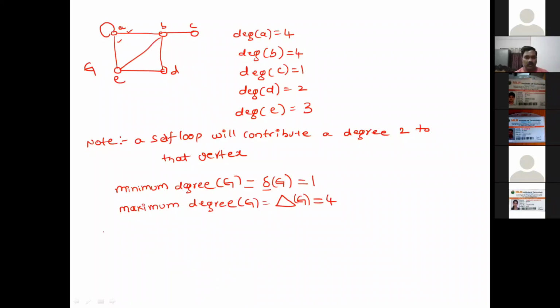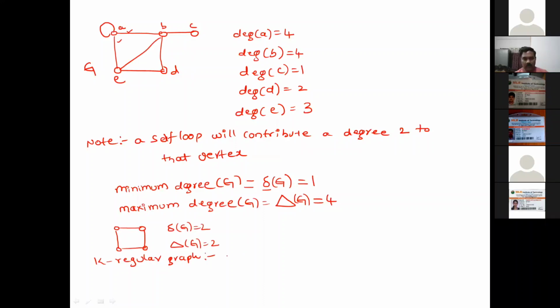Now, let us take another graph. So in this, what is the minimum degree? 2. What is the maximum degree? 2. Okay, so this kind of graph we call a two regular graph. Or in general, let me give the K regular graph.